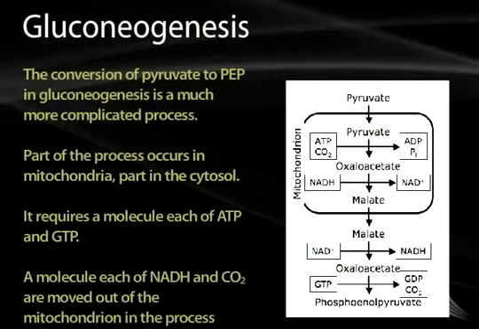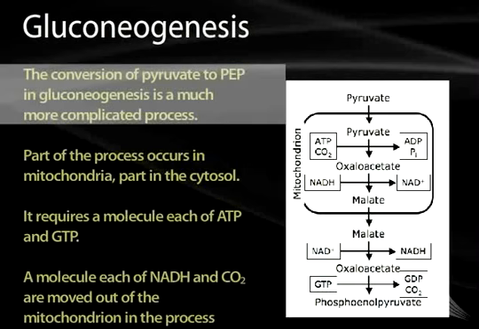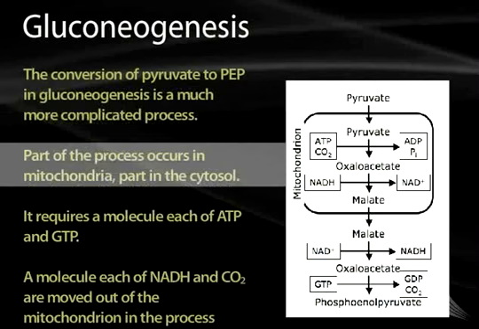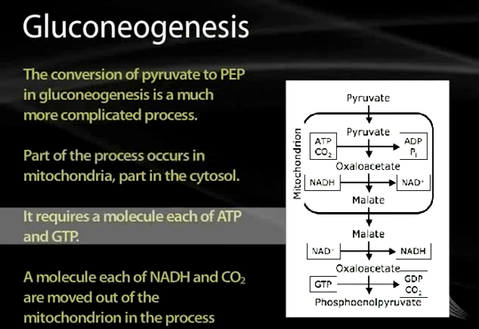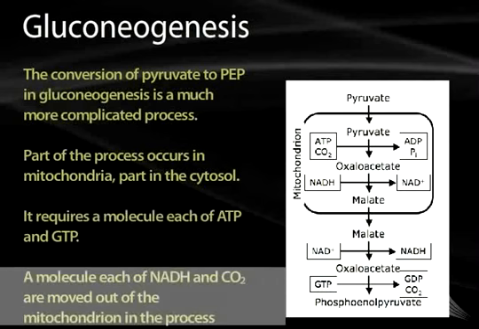So here's a schematic of gluconeogenesis then. The last step of glycolysis is reversed actually by two enzymes. And so it's a much more complicated process. Part of this process occurs in the mitochondria, and part of it occurs in the cytosol, and it requires a molecule each of ATP and GTP. In the process, a molecule each of NADH and carbon dioxide are moved out of the mitochondria.